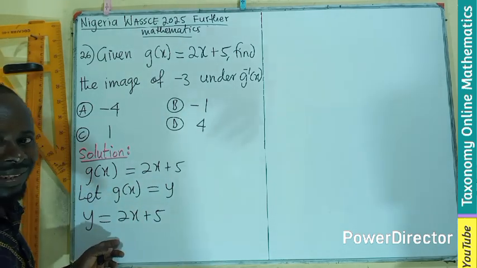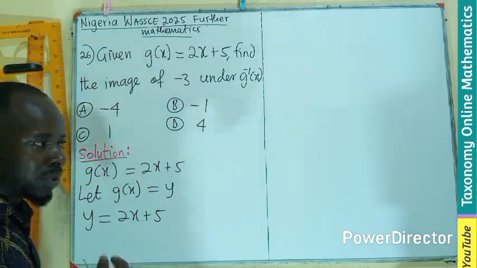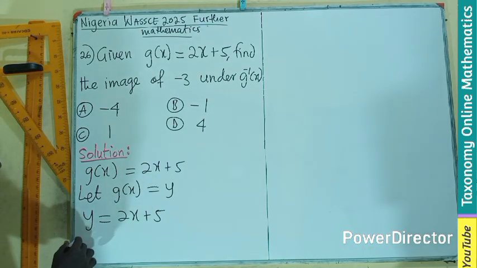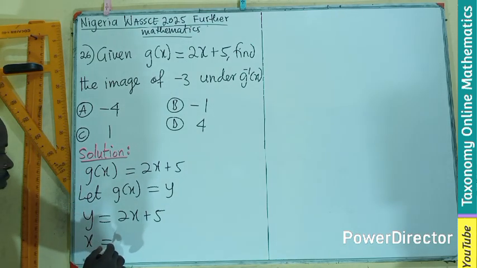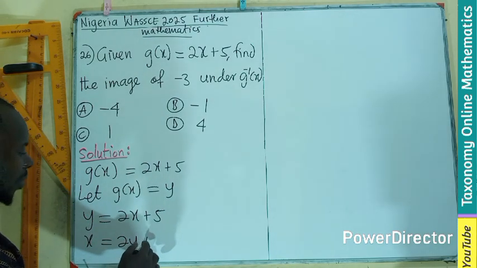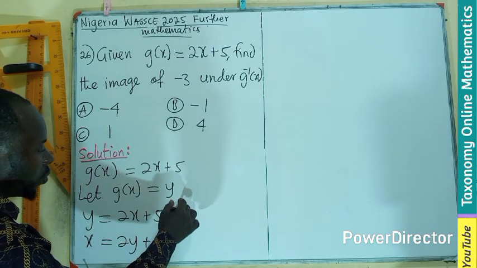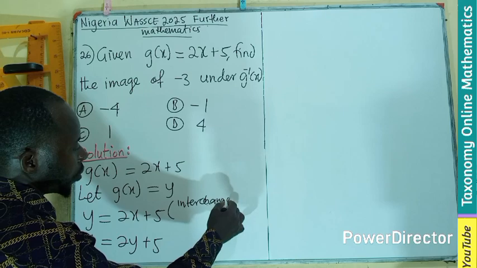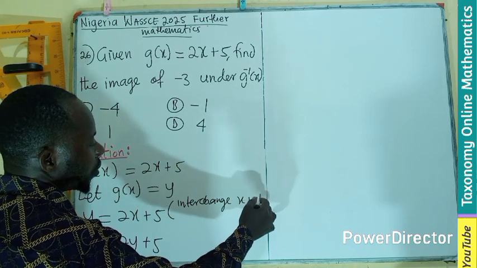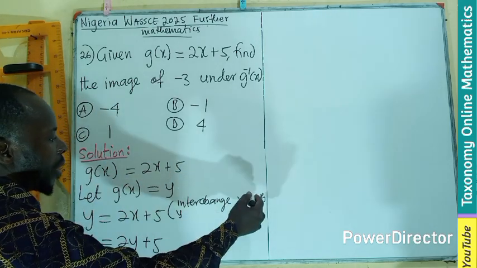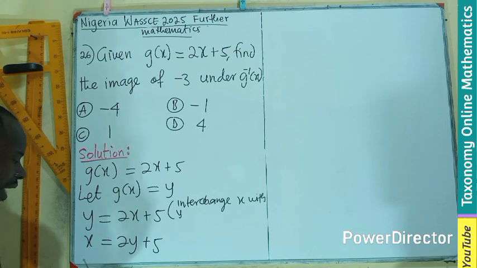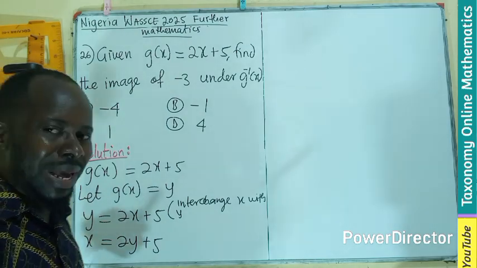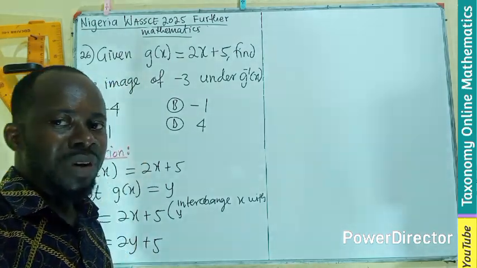5. The next thing to do is to interchange the position of x and y, meaning the x will now be equal to 2y plus what? 5, as in to interchange x with what? Y. Now, if you do that, we are now going to make y the subject again of the relation.